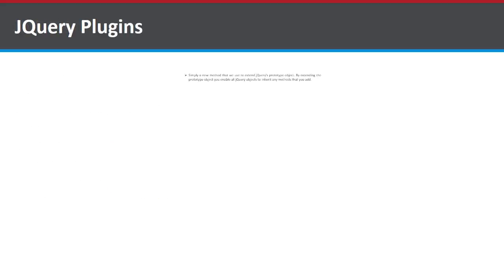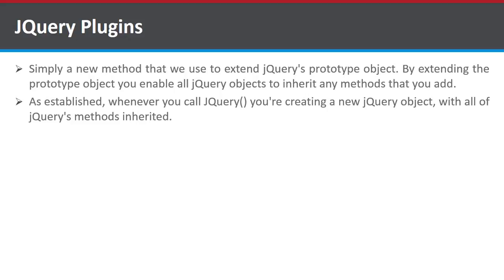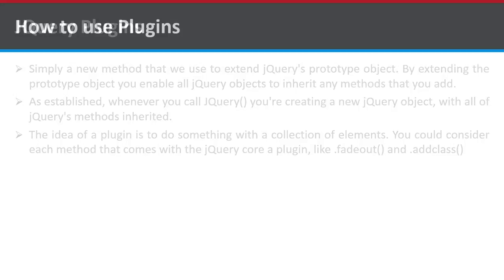Let's start with introduction of jQuery plugin. It's simply a new method that we use to extend jQuery prototype object. By extending the prototype object, you enable all jQuery objects to inherit any method that you add. As established, whenever you call jQuery, you are creating a new jQuery object with all of jQuery methods inherited. The idea of plugin is to do something with a collection of elements. You could consider each method that comes with jQuery core a plugin, like .fadeOut and .addClass.